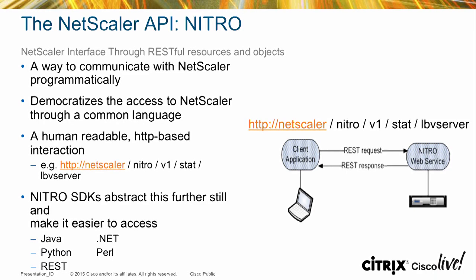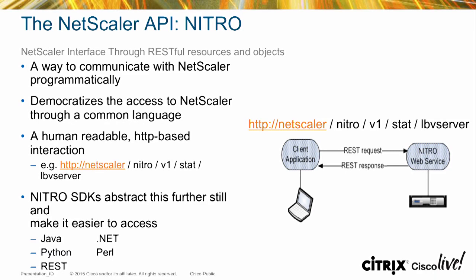For example, you're using the URL, so you would have your NetScaler here, Nitro V1 stat, LB vserver, so that's getting the statistics for a load balancing vserver. Your client or your orchestration server would create a REST request, an HTTP GET in this case because we're getting statistics from a load balancing vserver, and post it to the NetScaler. The NetScaler will send back a JSON payload, so it'll send back data to your client or your orchestration server with information about what's going on.